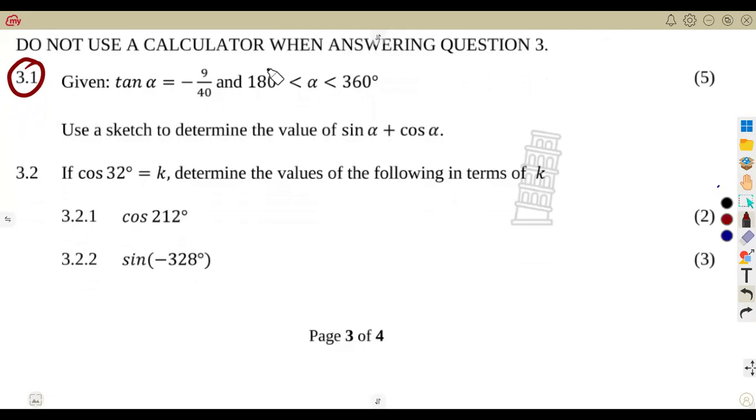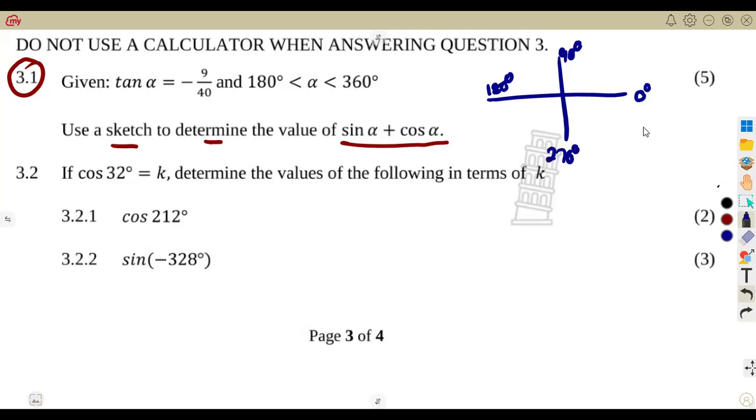In this interval, alpha is greater than 180 but less than 360. Definitely we'll need a sketch there. Use a sketch to determine the value of sine alpha plus cos alpha. So which quadrant is it, guys? Remember, 0 degrees is where we start counting in the anti-clockwise direction. So it will be 0, 90, 180, 270, 360. Between 180 and 360 is where we have our answer. Our answer can be in the third or in the fourth quadrant.